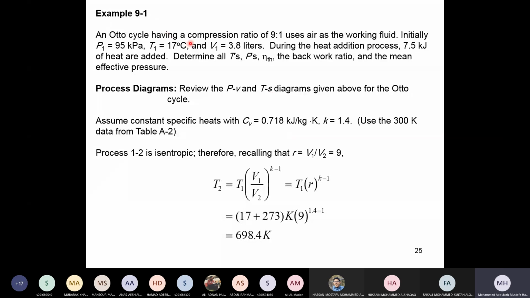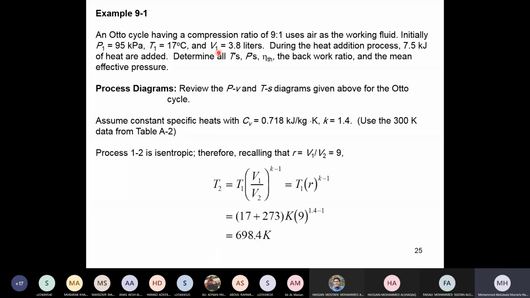So this is the example here. It is an Otto cycle having pressure and temperature. So we are given pressure and temperature at the inlet. Why do we normally have this here? Because we get the air from the atmosphere. So these are normally the atmospheric conditions. So I may give you a problem without P1 and T1. Why? Because this is the atmospheric condition. Here you can get that.